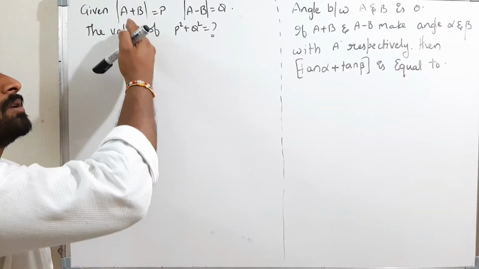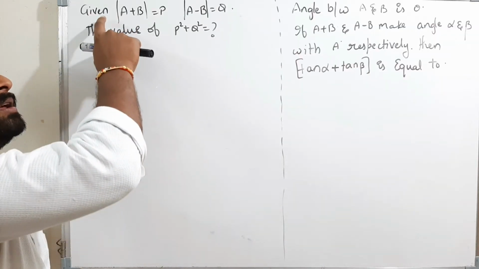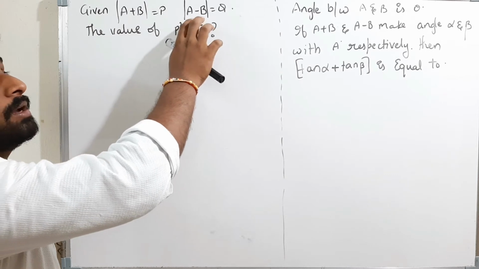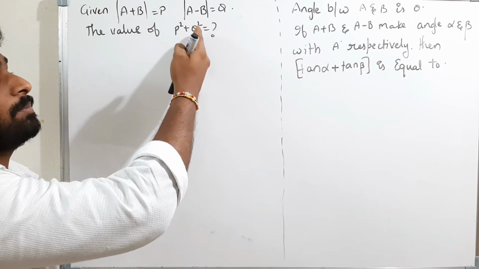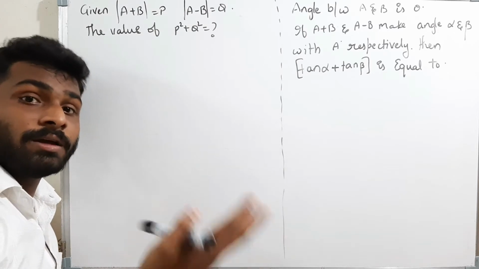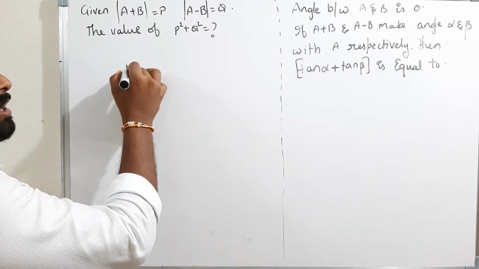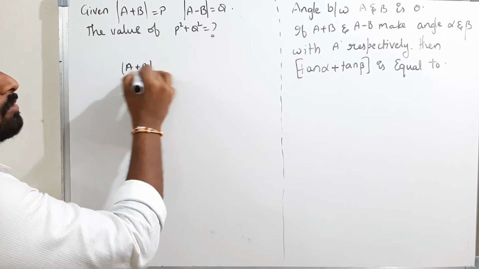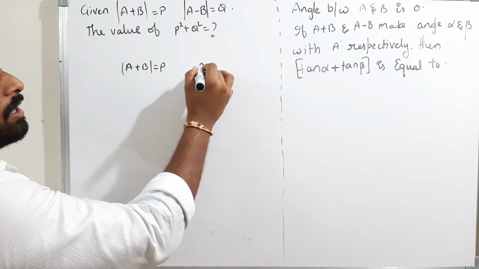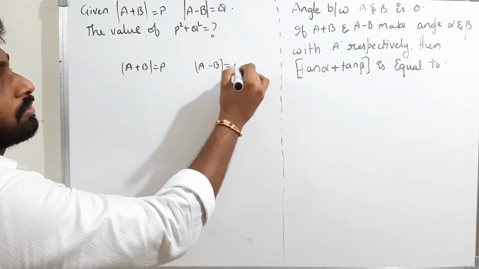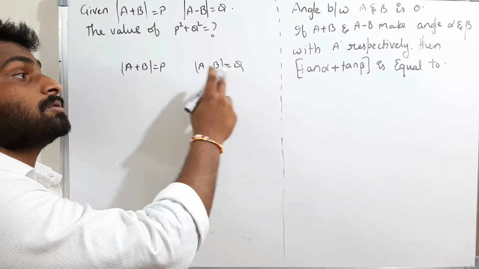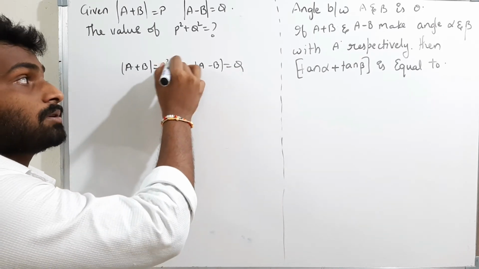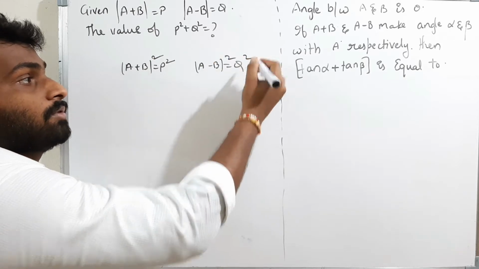Okay, my dear students, now see this question. Given A plus B is equal to P and A minus B is equal to Q, they are told to find the value of P square plus Q square. Now what can I do here? A plus B is equal to P and A minus B is equal to Q. Now they told to find P square plus Q square. That means I have to square on both sides. Okay, I am doing the square.